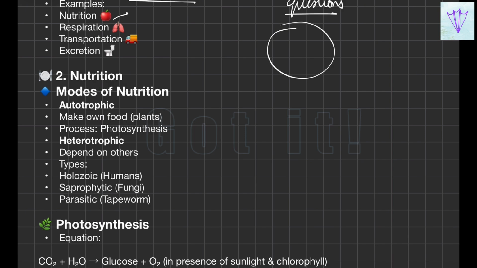Saprophytic mode of nutrition is a process by which an organism feeds on dead and decaying matter. It includes examples such as yeast, rhizopus, and the rest of it.